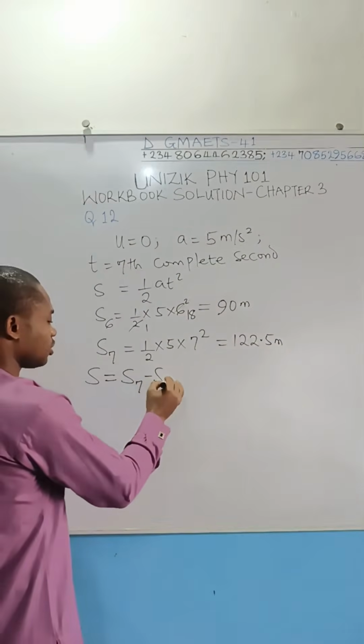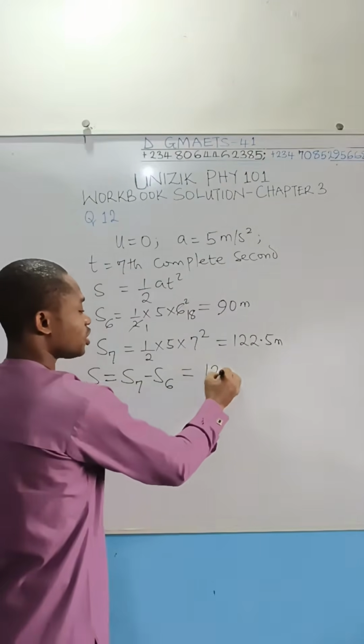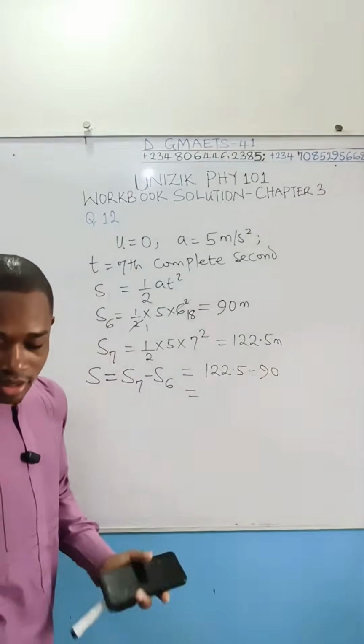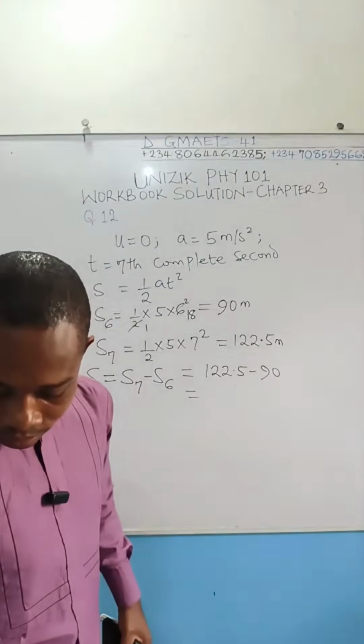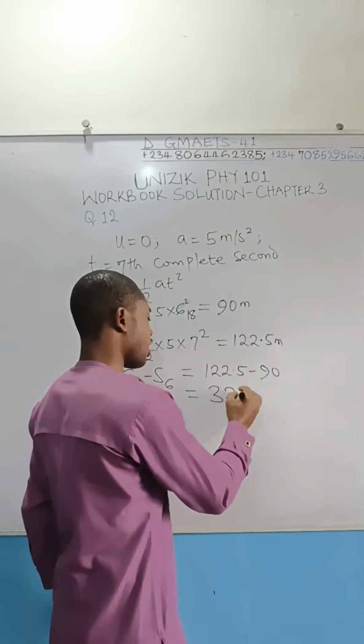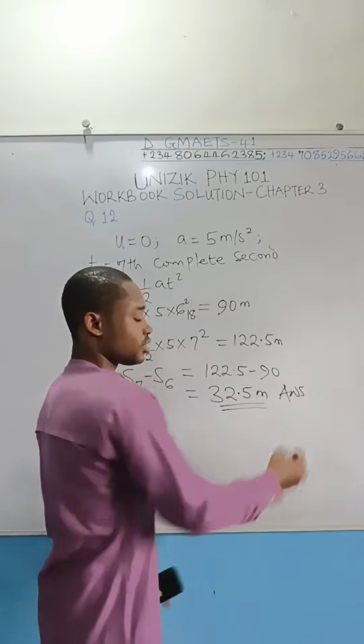All right? So to get the distance covered, it's going to be S7 minus S6, which is 122.5 minus 90. If you subtract this, the distance covered is going to be 32.5 meters. So this is the distance covered.